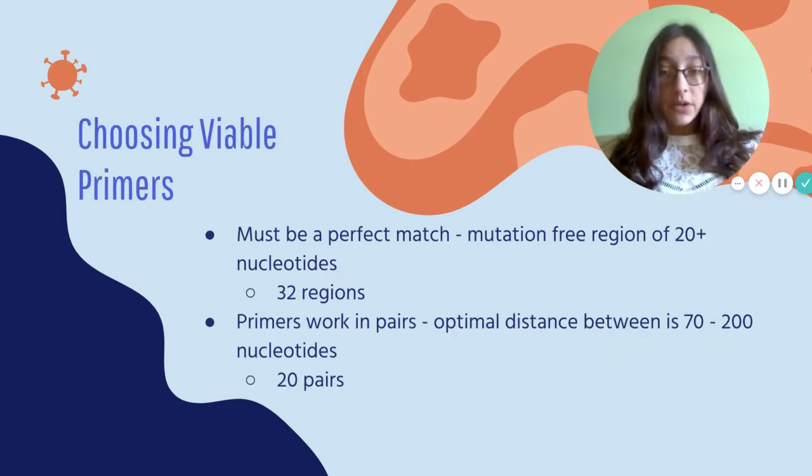So the thing with primers is they have to be a perfect match to the complementary strand. So that means I had to find a mutation-free region of 20 plus nucleotides. This actually narrowed down the entirety of the 3 genes that I selected to just 32 regions. Next, primers work in pairs, and the optimal distance between them is 70 to 200 nucleotides, which then narrowed down the list to 20 pairs.